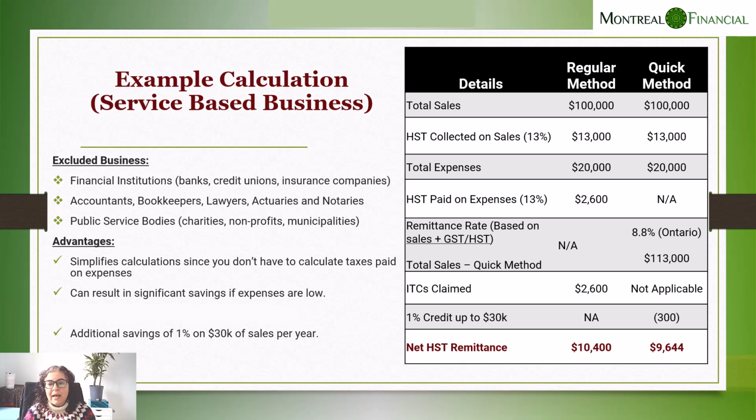You can elect to use it in one year. You have to use it at least for the year in which you elected to use it, but you can cancel it in the following year. Also, there's a maximum amount, and this is approximately $400,000 of sales, above which you can no longer use the quick method. So they will automatically cancel your registration if your sales are over $400,000.